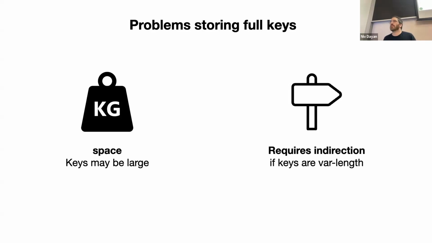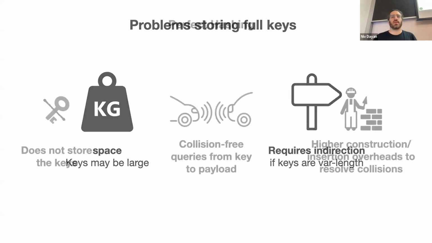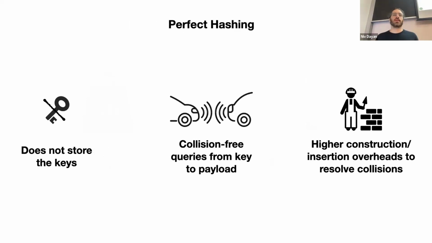But here are some issues with storing the actual keys in a hash table. First of all, they take up space. And second of all, suppose that the keys are variable length. Storing variable length keys inside a hash table is not a trivial thing. It's probably going to require some sort of layer of indirection, which is going to mess up your performance, because you might have to store a pointer to a key instead of the key itself inside the hash table. So we want to avoid these issues because we really care about space and performance in this course. And so we introduce perfect hashing.